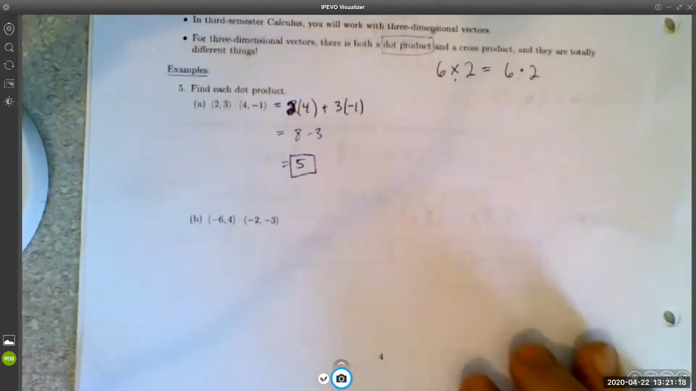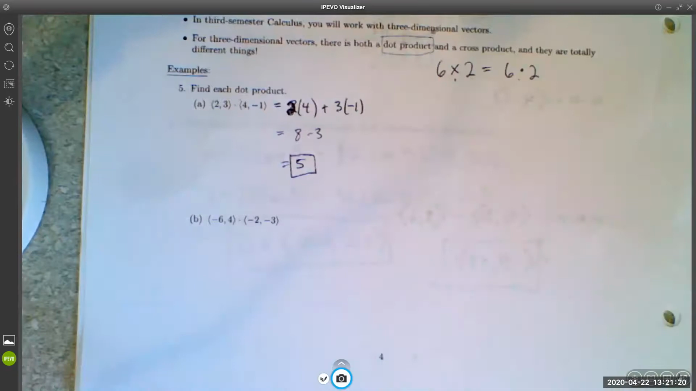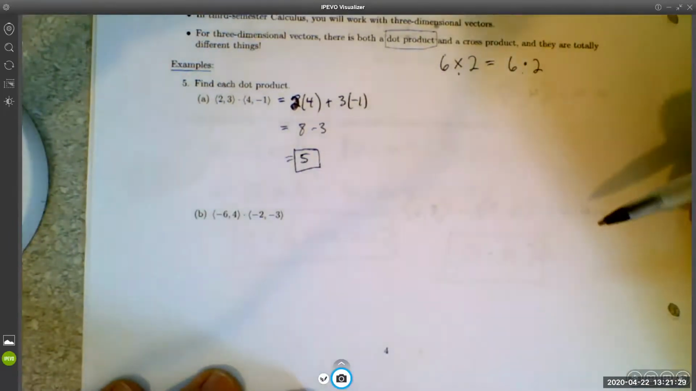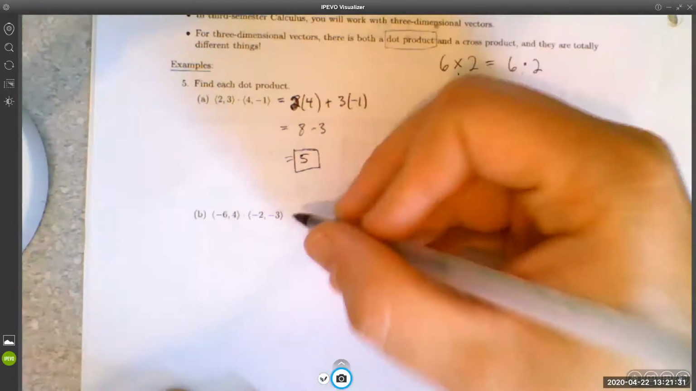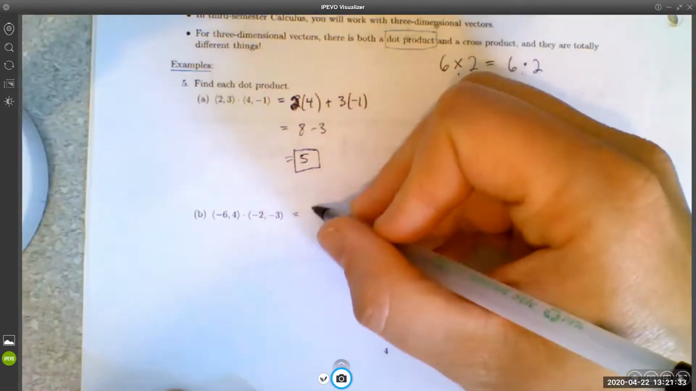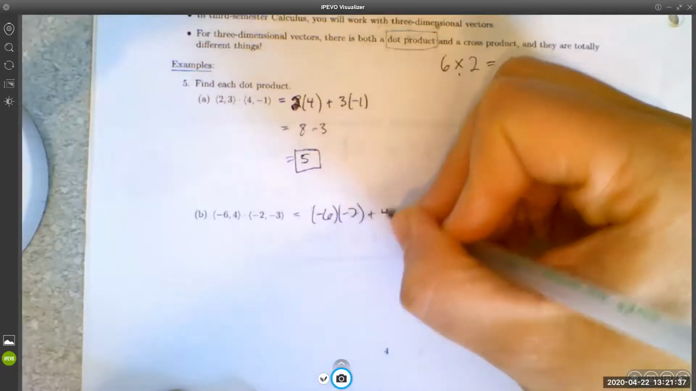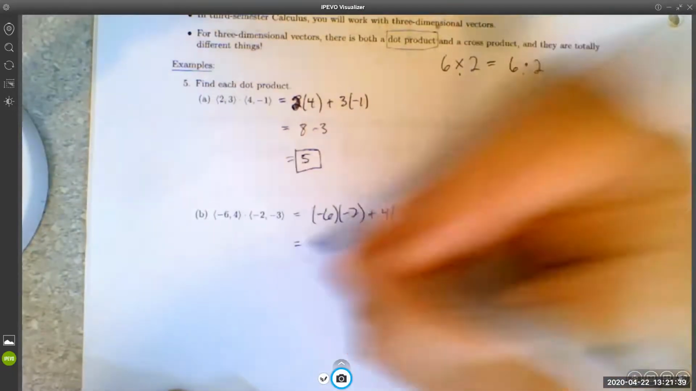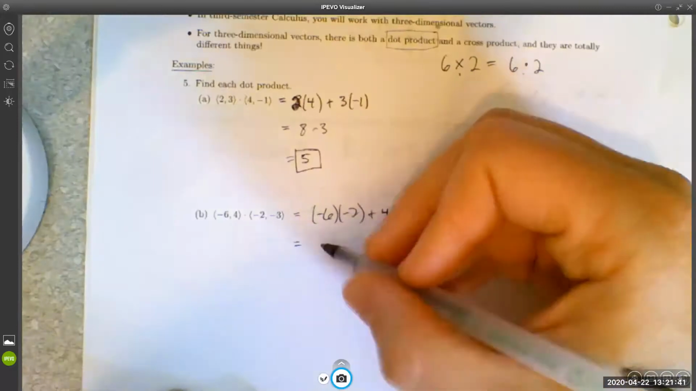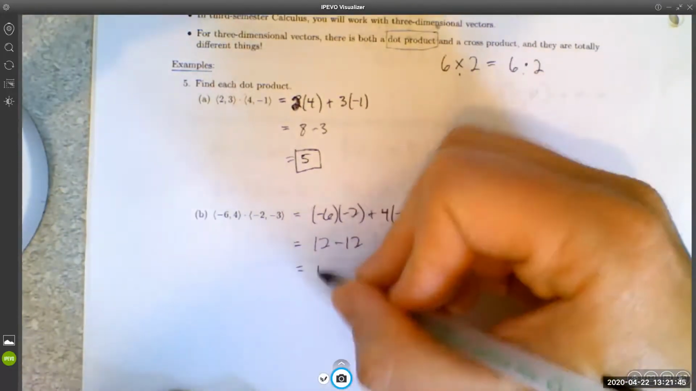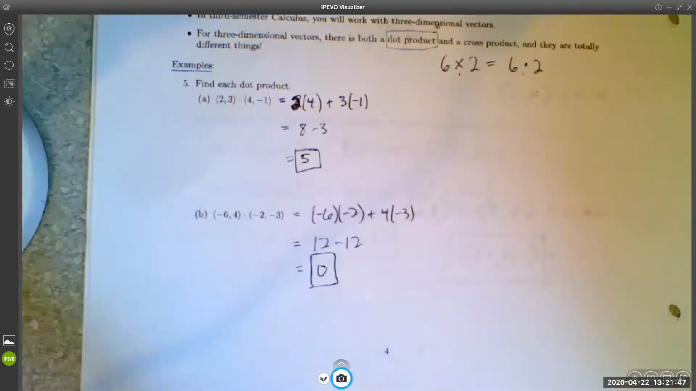I'll let you work on part B, see if you can get part B on your own. Okay, here's my solution for part B. This is going to be negative 6 times negative 2 plus 4 times negative 3. Negative 6 times negative 2 is positive 12. 4 times negative 3 is negative 12. And we get 0.